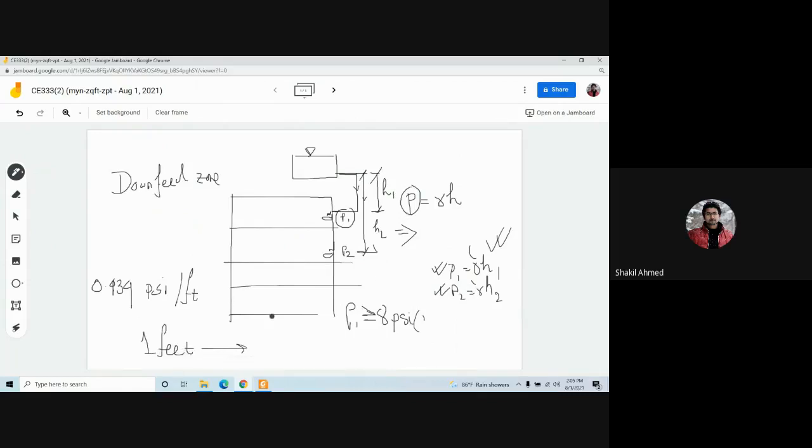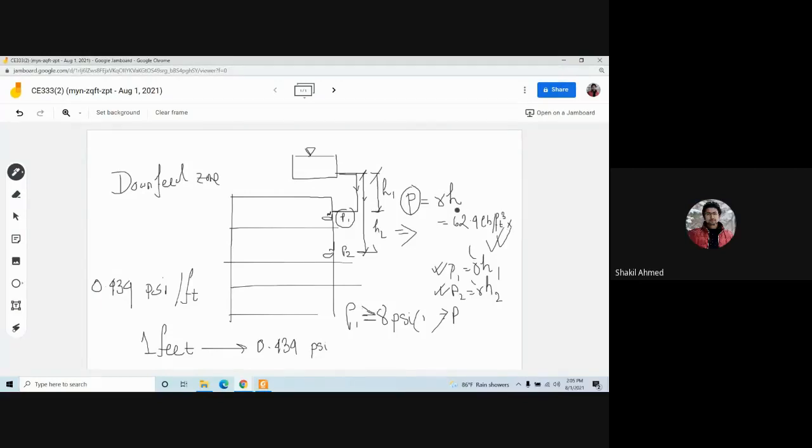0.434 psi. Did I make it clear? How? You can always try this. Look, P is equals to gamma H. So gamma equals to what, guys? 62.4 pound per cubic feet for water. Am I right?